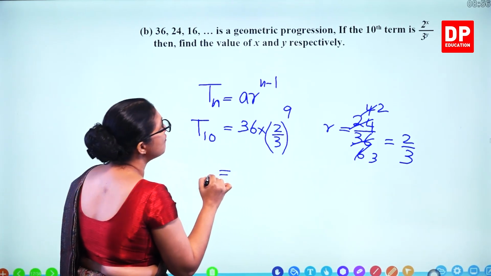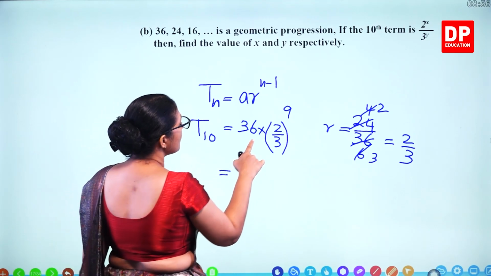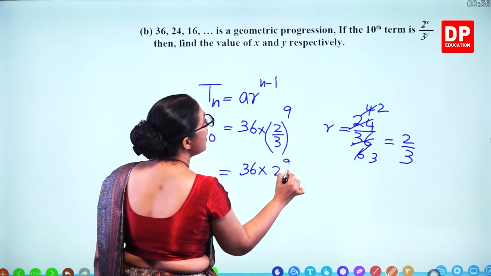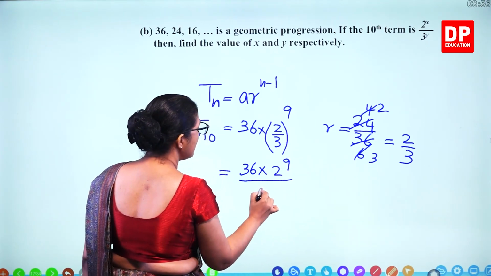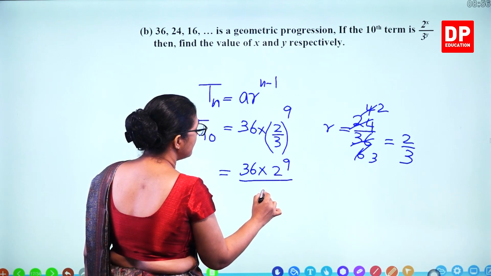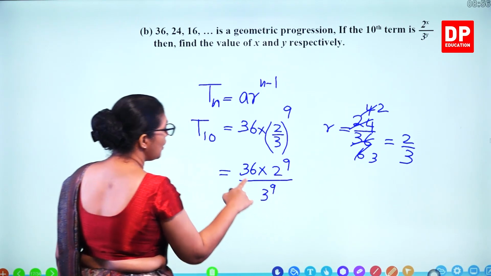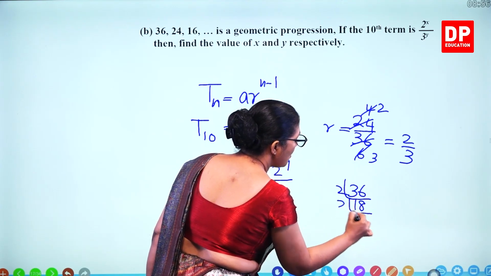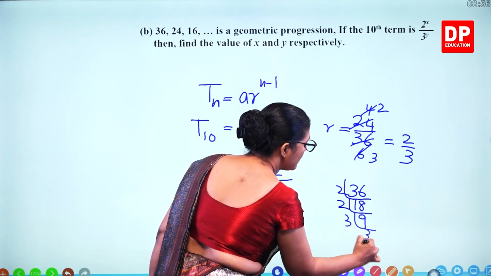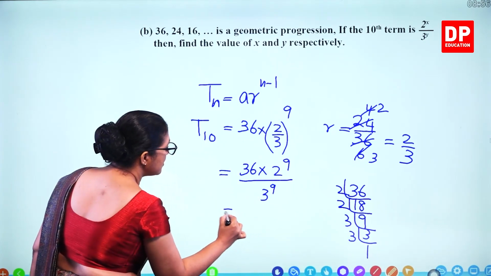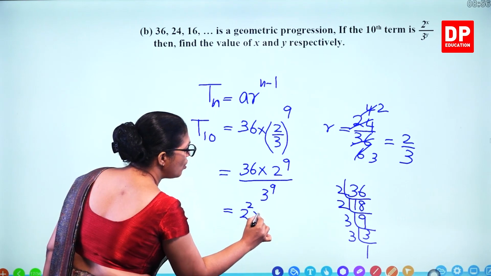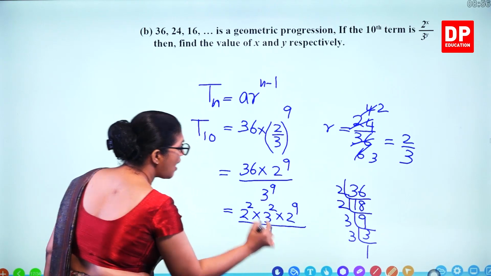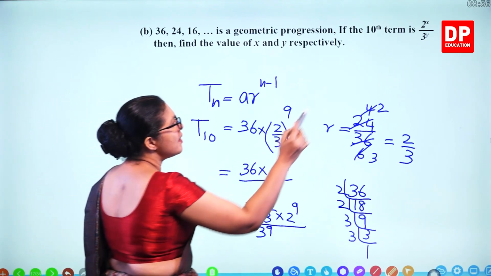So we need to simplify this. 36 into 2 to the power 9 and 3 to the power 9. Now 36 is what? Divide by 2, 18. Divide by 2, 9. 3 and 3. I can rewrite 36 as 2 to the power 2 and 3 to the power 2. Now simplify, because the answer should be given in this form.